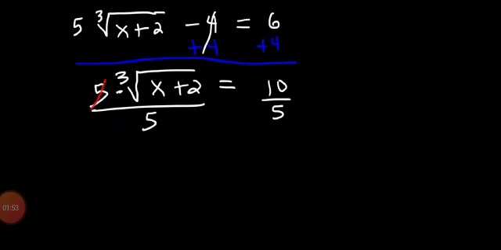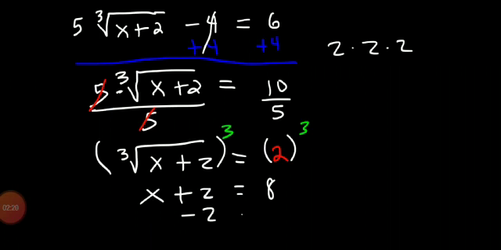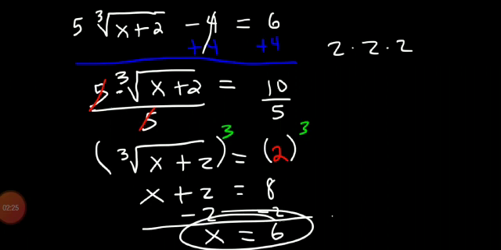5 is multiplying with the cube root of x plus 2, so we have to divide both sides. In the next step, for removing the cubic root, we will take the cube of the left hand side and also the right hand side. Now x plus 2 is equal to 2 whole cube. 2 three times gives us 8. x plus 2 is equal to 8. This is the next standard form for this question. For positive 2 we have to shift it to the other side, and x is equal to 6.